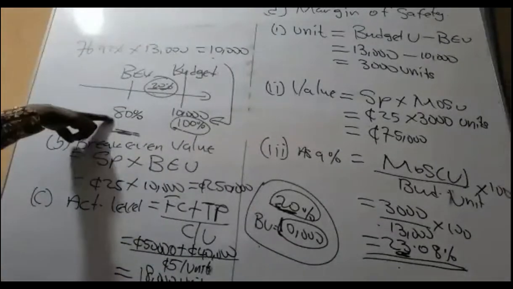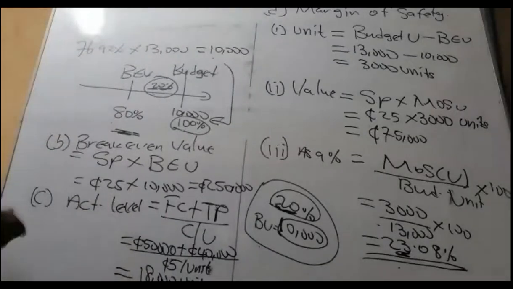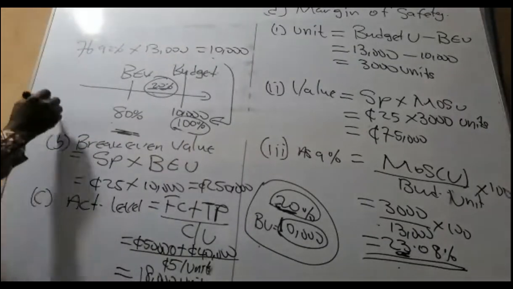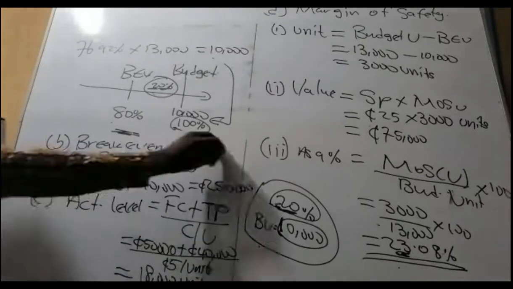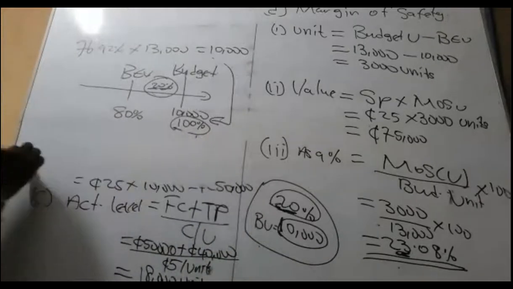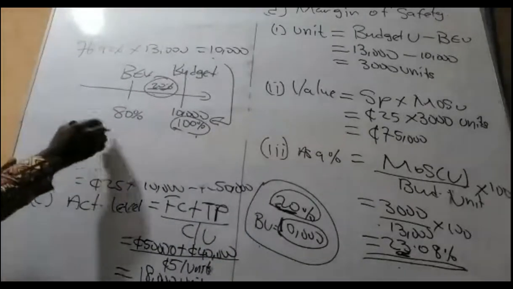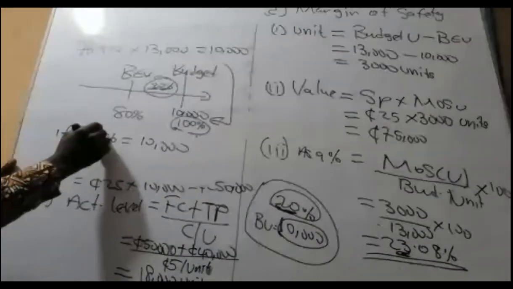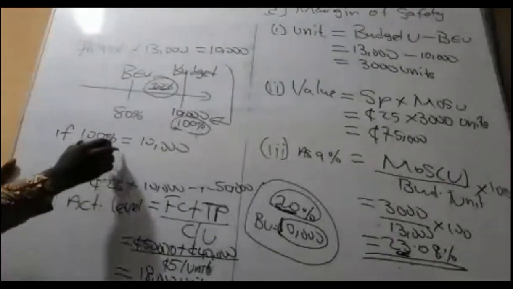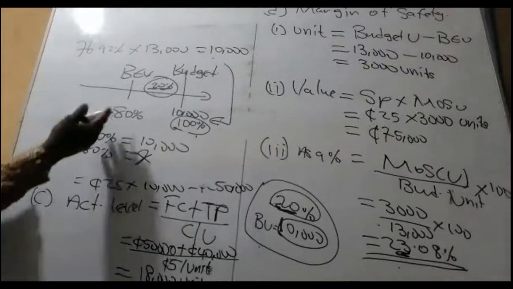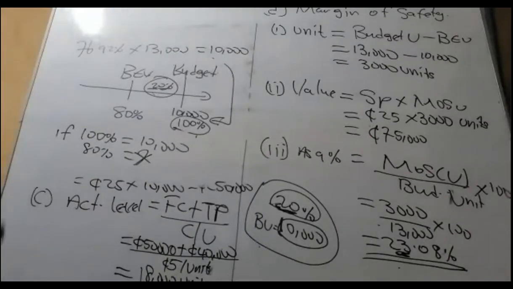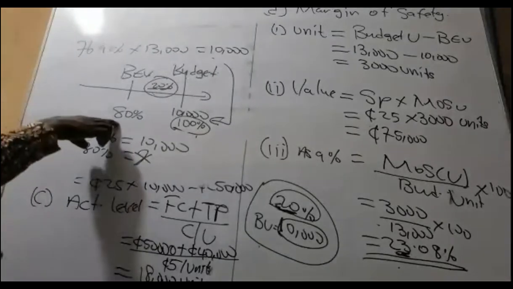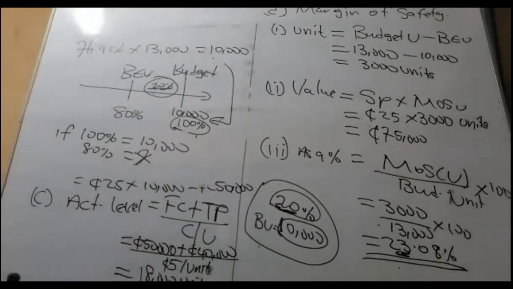Now, if the break-even is 80%, we don't know the units, but we know the 100%. So if 100%, which is the budget, is equal to 10,000 units, therefore 80% will be what? Work it out. That is the 8,000. How do we get it? Good. So when you take 80% of the 10,000, it will give you 8,000. Good.